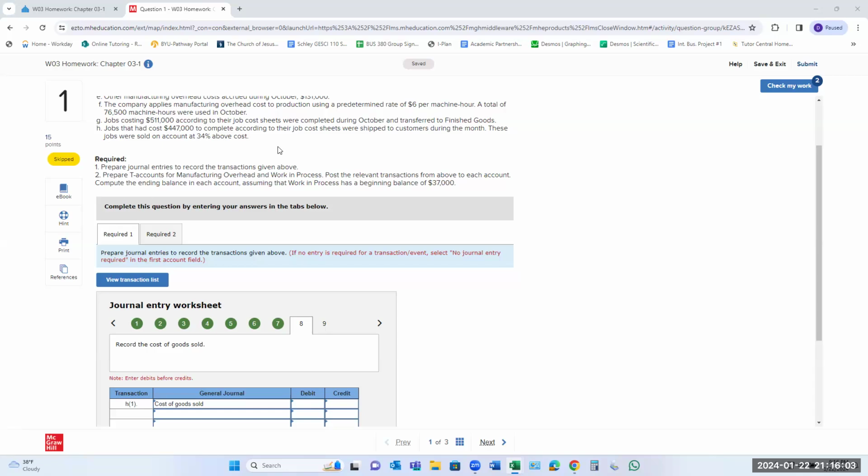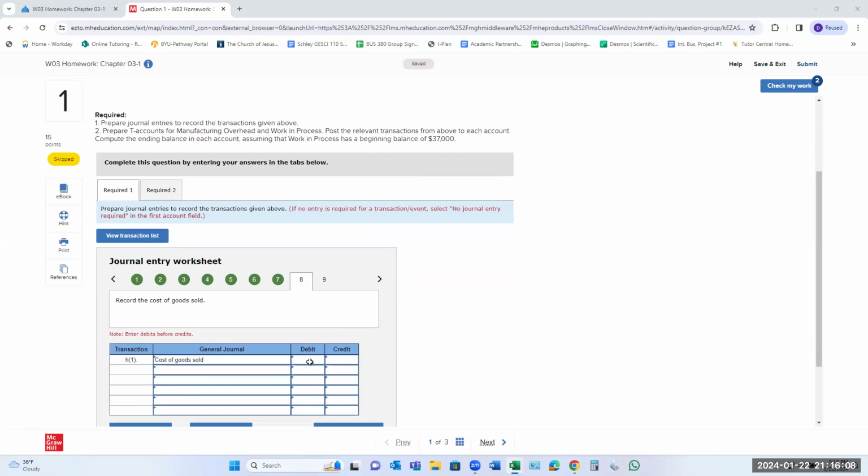So the first part, recording the cost of goods sold, that's the 447,000. And the other part of that is going into finished goods. Okay. Now record the sale on account.